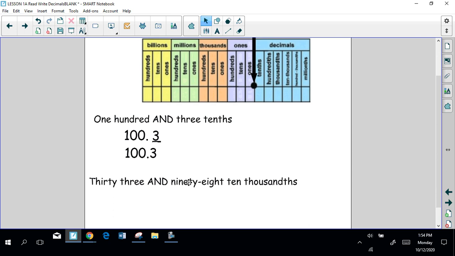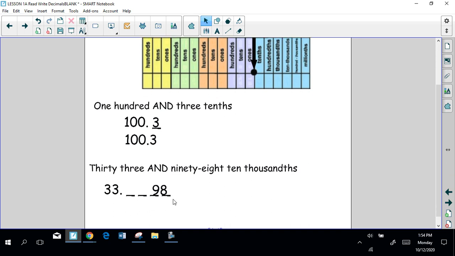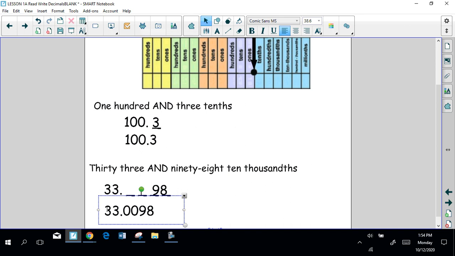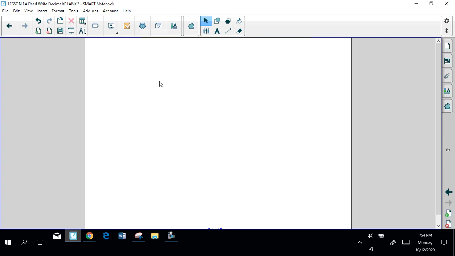We have 33 and 98 10,000ths. We start with the whole number, 33 and. We write 33 point. 10 thousandths: how many decimal places is that? That's 4. So we have 4 blanks. Now we write 98 in numbers and put it in the farthest right blanks. So 9 and 8 go in the farthest right blanks. You can see you have room for 2 zeros. So this number is written 33.0098. That's all we have for part 1.